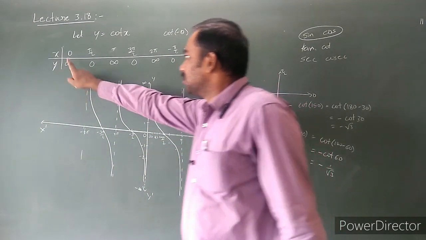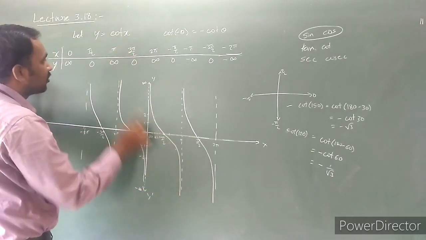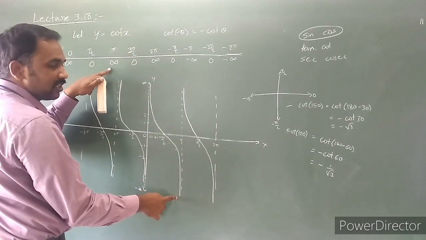So here observe that at 0, pi by 2, pi, I have just written a positive value, but it comes as negative.